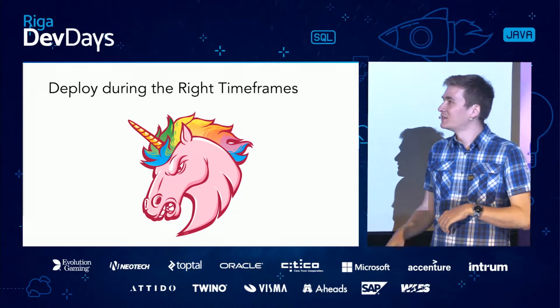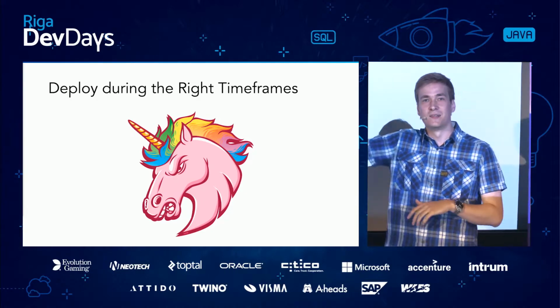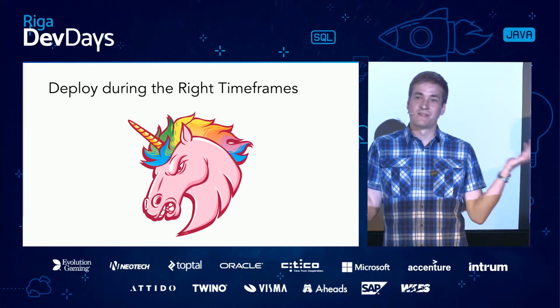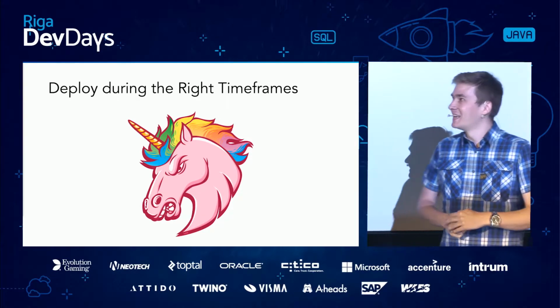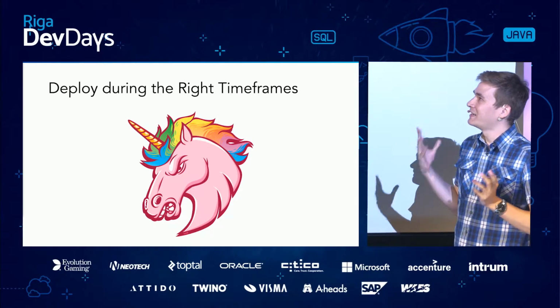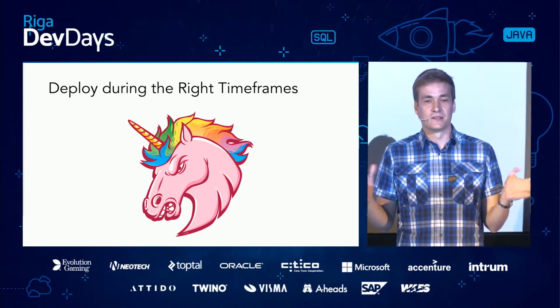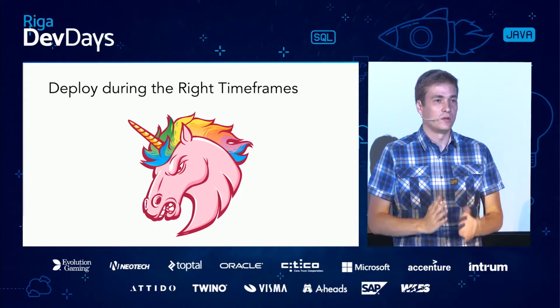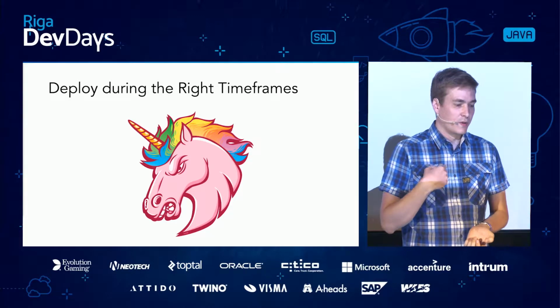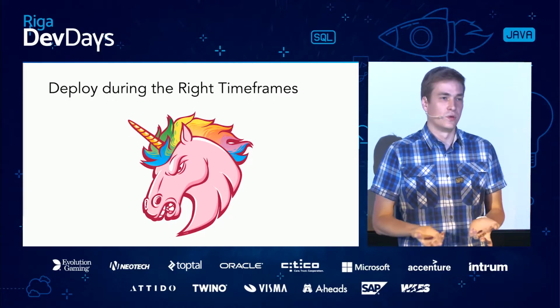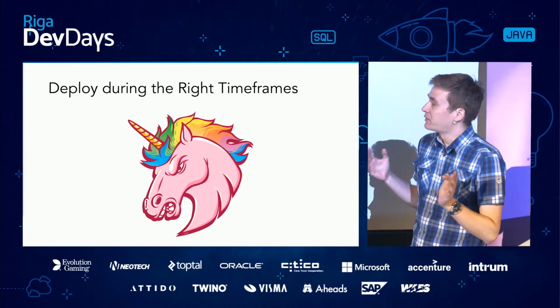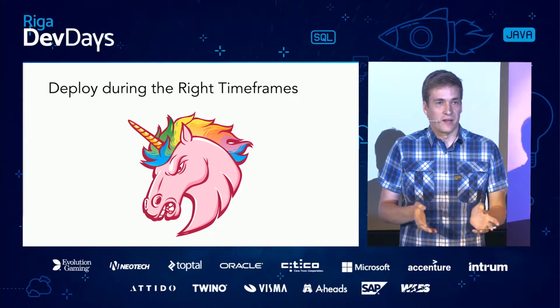GitHub, indeed. So the idea of GitHub is when the site goes down, we show this unicorn because it never happens, right? Unicorns don't exist. So that's the idea. We have to try to make sure that the blast radius of our issues becomes small, that we don't impact a lot of users when things do go wrong. And deploying during the right time frames is an important part of that.